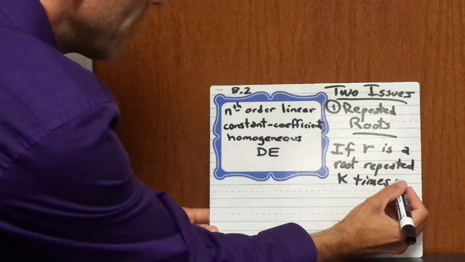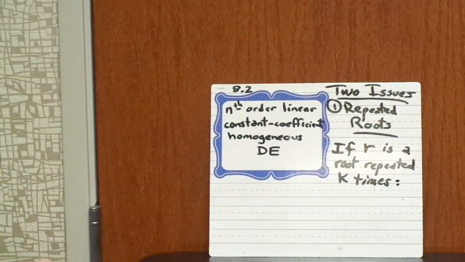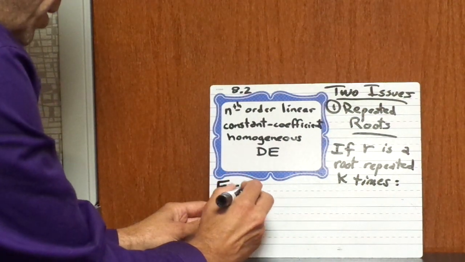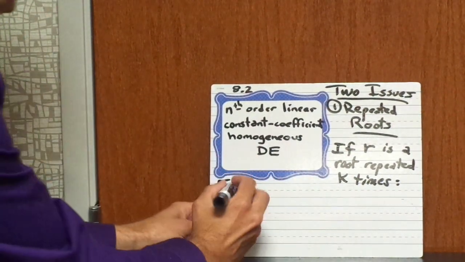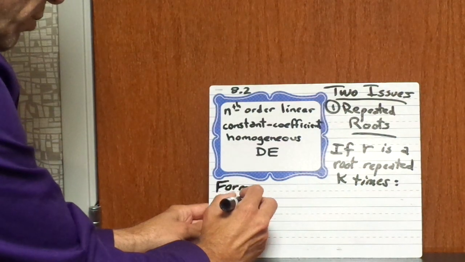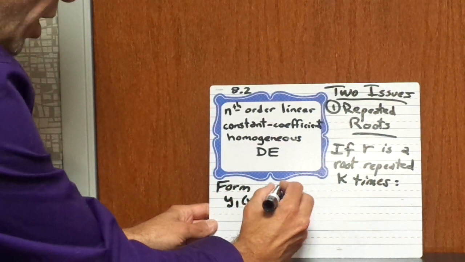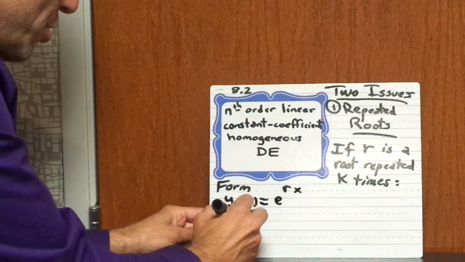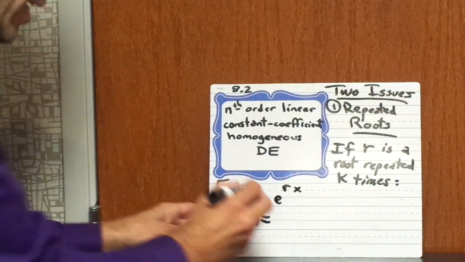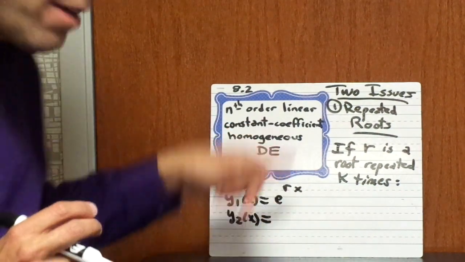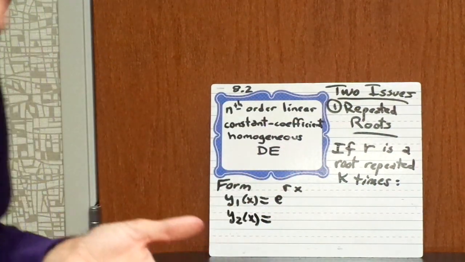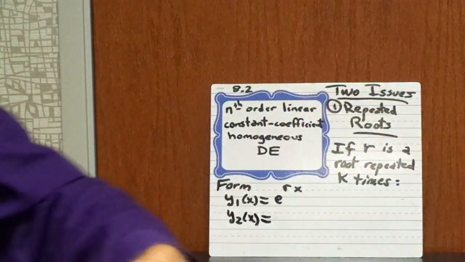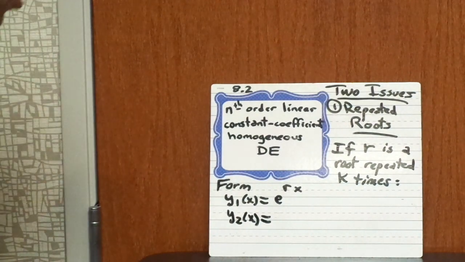So if r is a repeated root, and it repeats k times, what we can do is form k solutions. The first solution is just going to be e to the rx. Nothing strange there. But how are we going to get additional solutions associated with the same r value? I can't write down e to the rx again, because that won't be linearly independent. That's not going to give us a linearly independent basis solution.